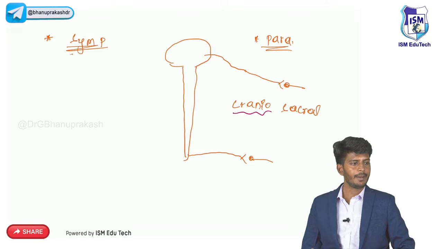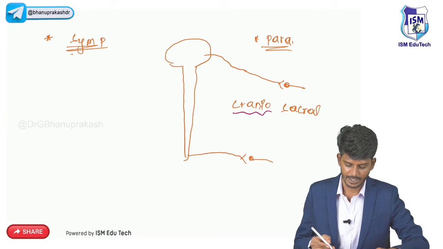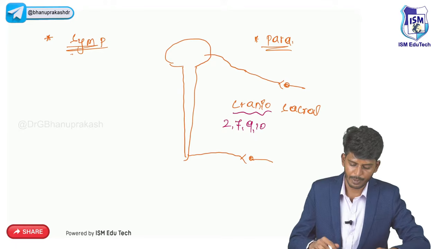Anybody? Please tell me. The cranial nerves which act as parasympathetic are your 2, 7, 9, 10, among which I want you people to remember at least 10. That is your vagus nerve. At least the vagus nerve. Okay.